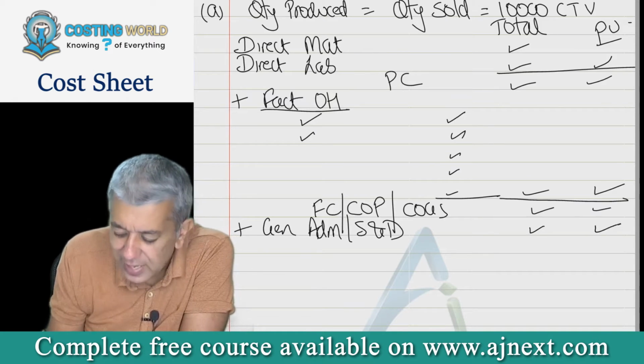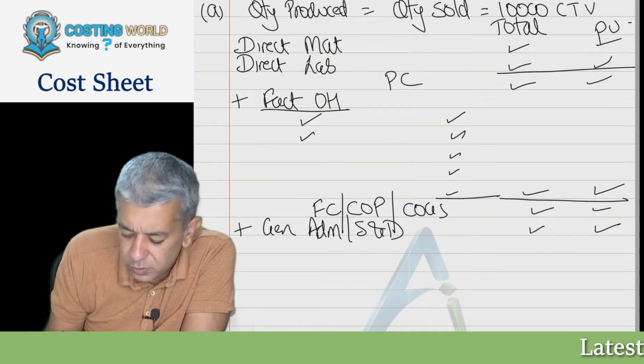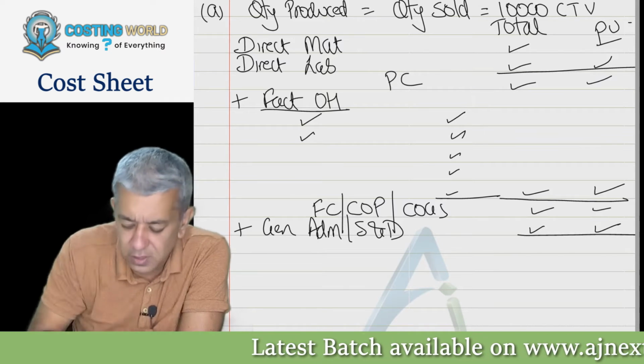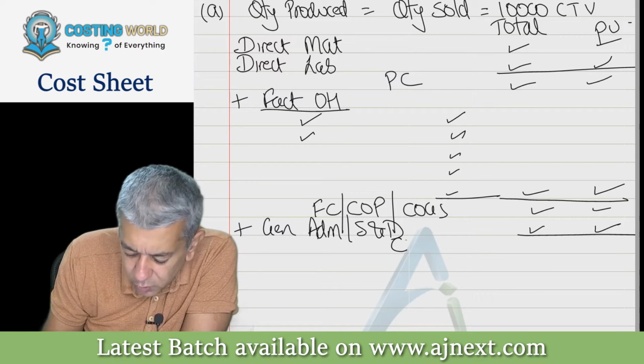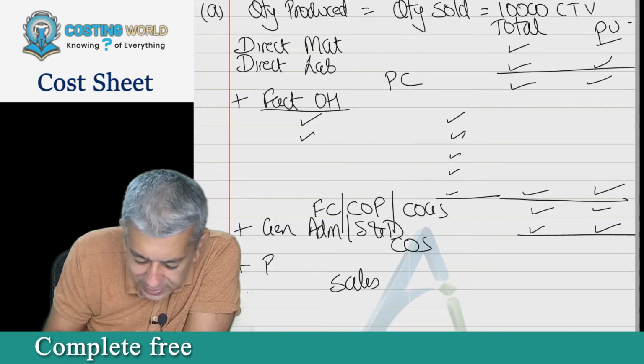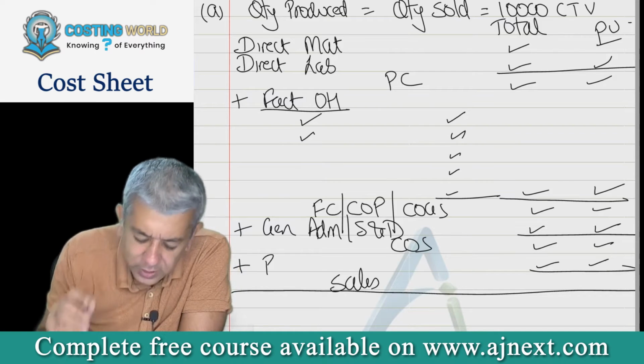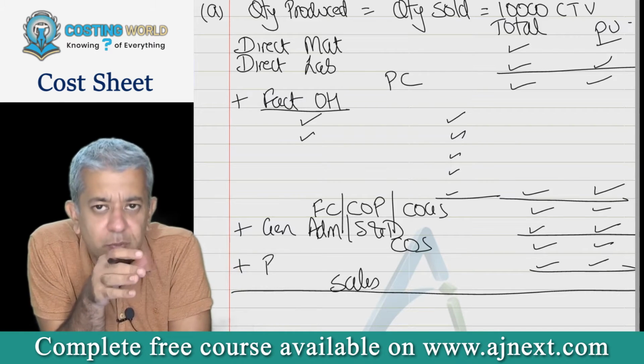Once you do that, add general administration and S&D over here. Now that is directly given to you in the question. There is only one single head like that. So there is no need of the breakups as such. This will give you your cost of sales. At profit, you can start arriving at sales over here. Just one thing you can tell me, the rest you can start. Tell me in this question, what is the selling price of the product?